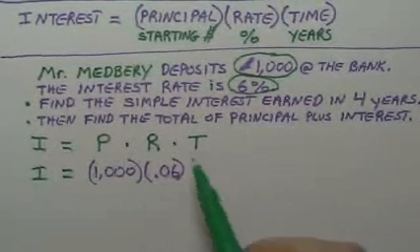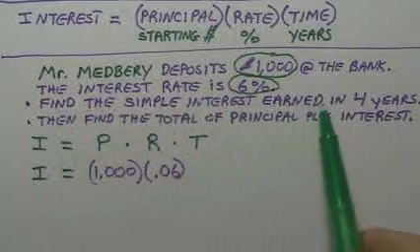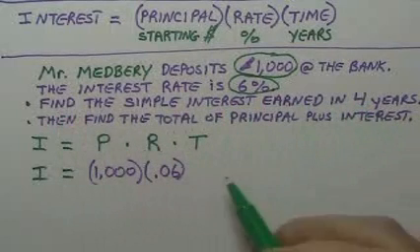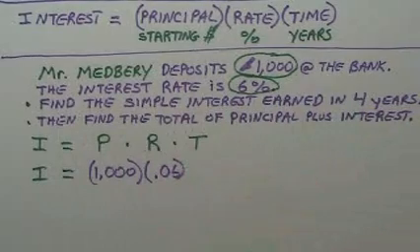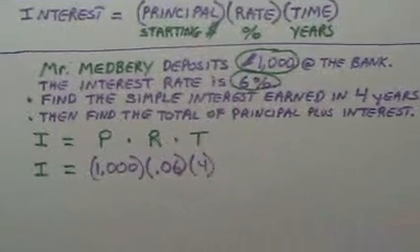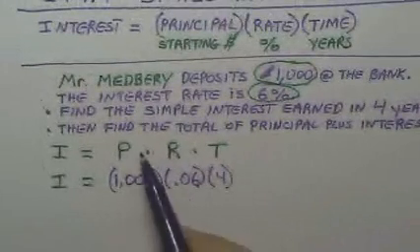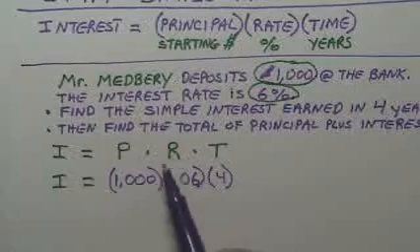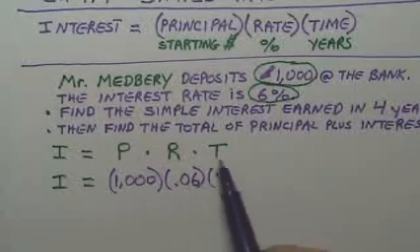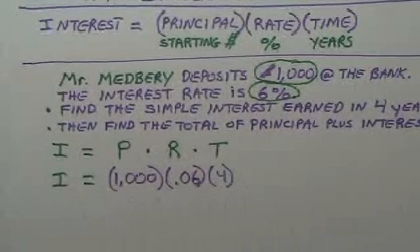And the last thing is the time. It says, find the simple interest earned in 4 years. Okay, so I'm going to multiply by 4. And there's the numbers we're going to use for the formula. Deposit $1,000 at 6% for 4 years. Find out how much interest I will earn, or you will earn.